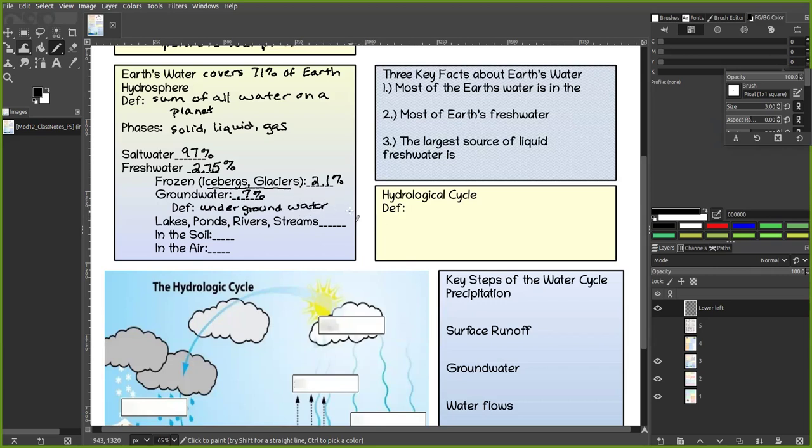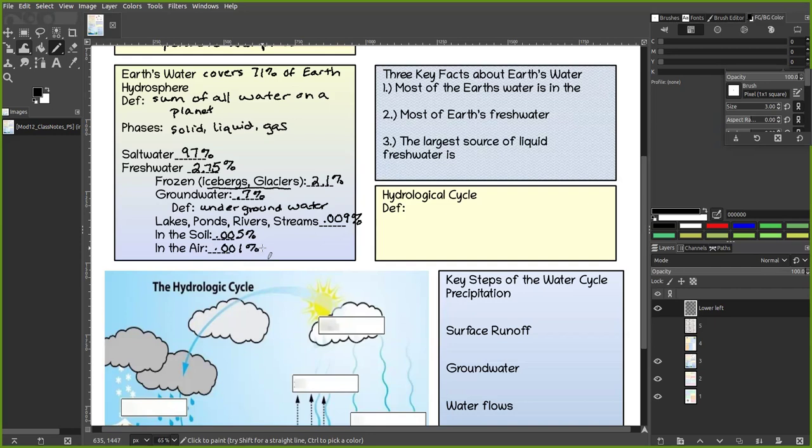And then after that comes all the lakes and ponds, rivers, and streams that we can see, which is only 0.009% of all the water on the earth. Remember, it doesn't include the oceans. It's just the fresh water that we see. Now in the soil, there's another 0.005%. And in the air is water vapor, you have 0.001%.